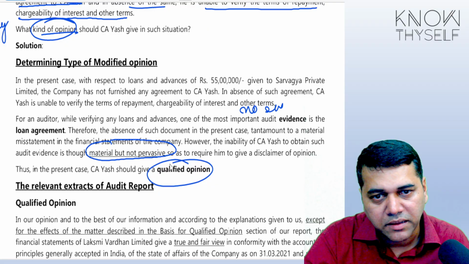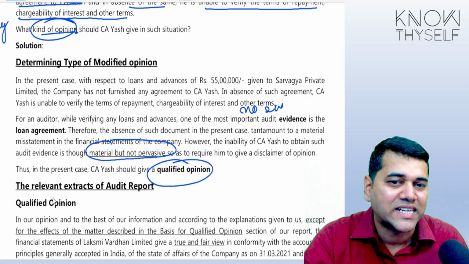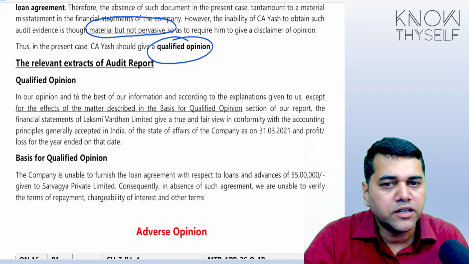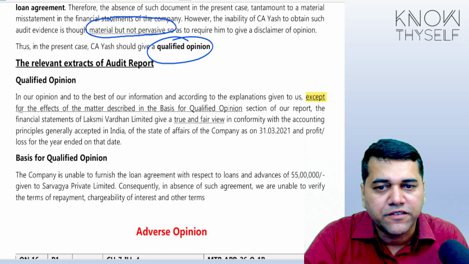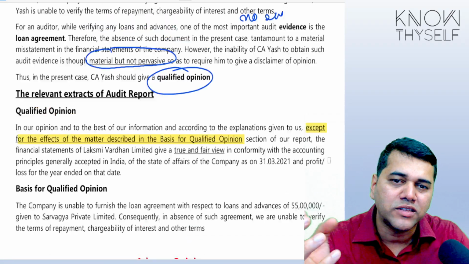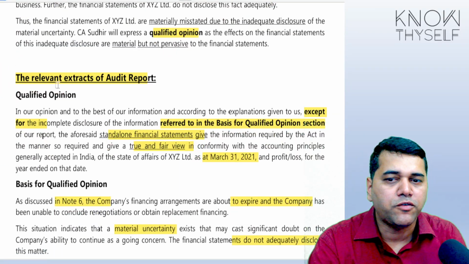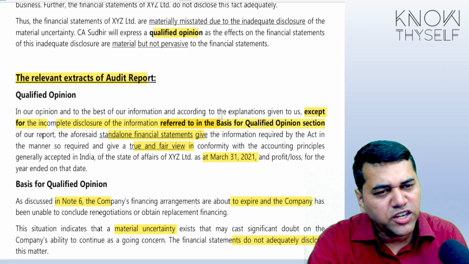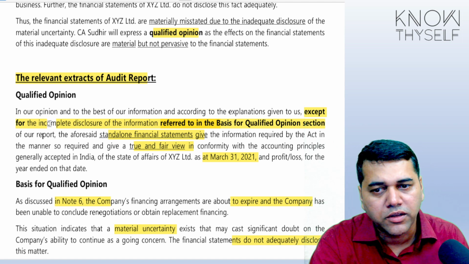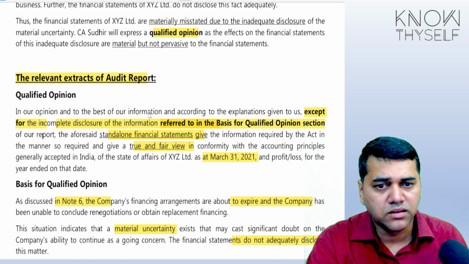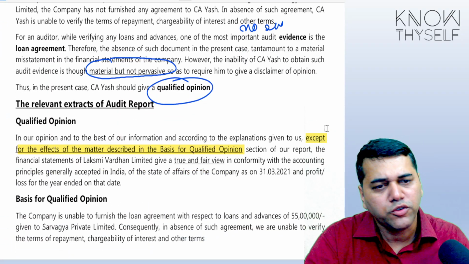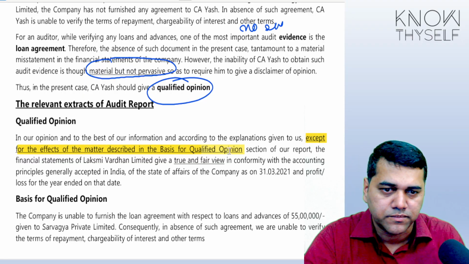Now, what can happen in the examination? They can also ask you to give the extract. That's why you have to write the extract of the opinion para. In the opinion, to the best of our information, except for the effects of the matters described in the basis of qualified opinion. See what you can do, students. In the previous question, the language is a bit different: except for the incomplete disclosure of the information referred to in the. You need not tell this. You can tell the same thing, except for the effects of the matters described in the basis of qualified opinion. You can write the same thing because in the study material also you have got the same thing.